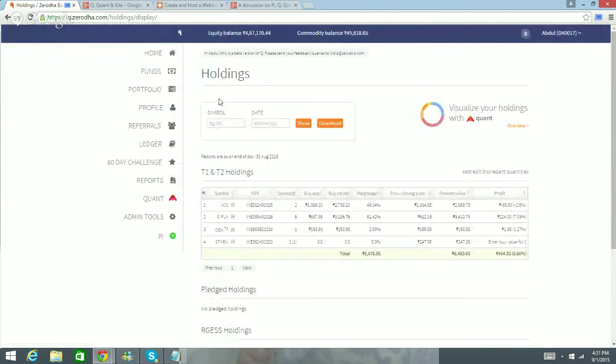So even Abdullah has got some holdings, right? Here's the interesting thing, I guess. What you see as T1 is basically the quantities which are not delivered yet. So this was probably bought yesterday, in yesterday's trading. And one thing that we have added, which is I think the first time in India, is the ability to add discrepant quantities, right?